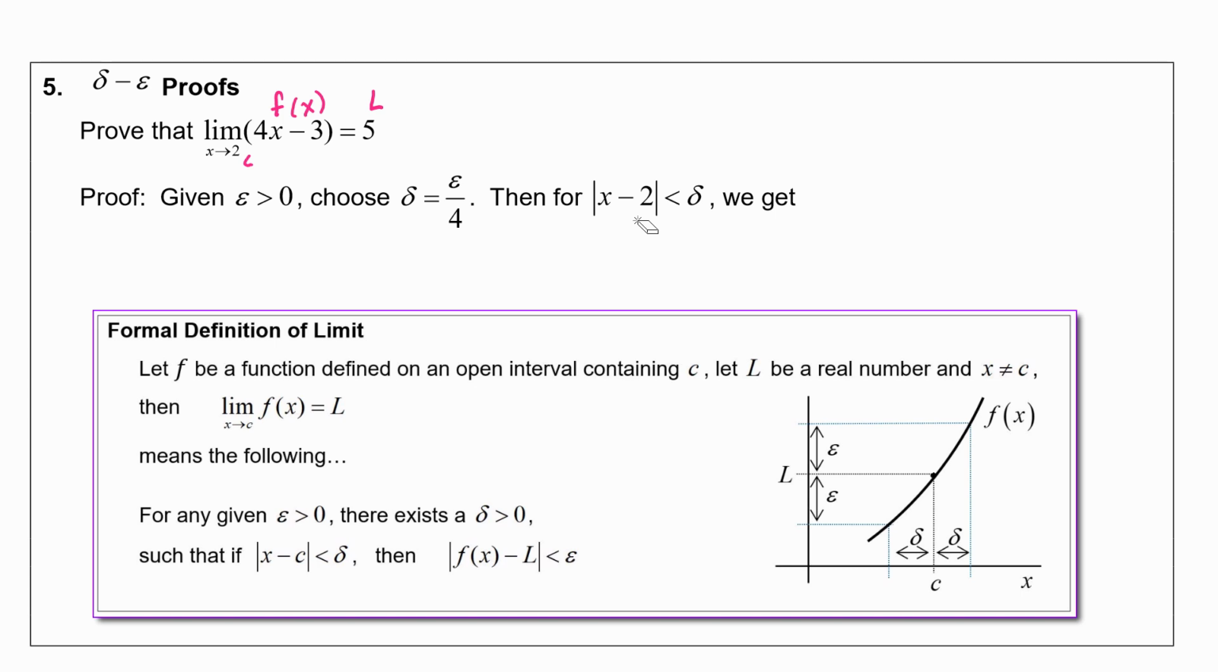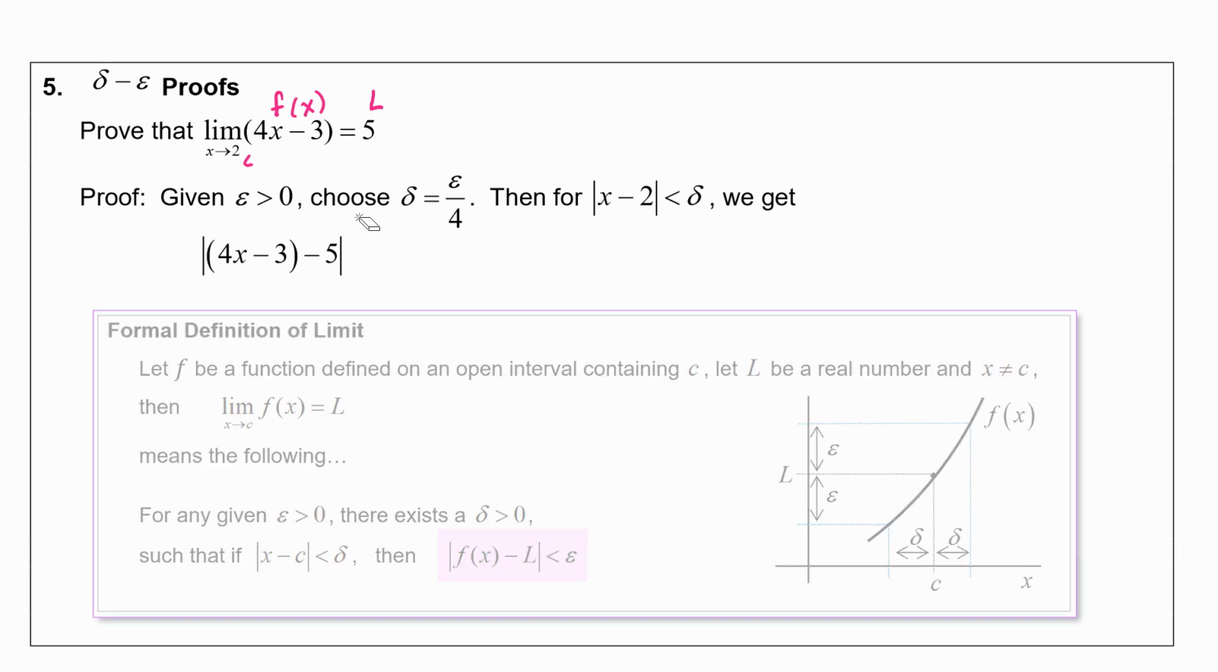Now referring back to the definition, we have to prove that the absolute value of f of x minus L works out to be less than epsilon. So in our case, the absolute value of f of x minus L is going to be the absolute value of the quantity 4x minus 3 minus 5. Now what we have to do is some simplifying and substitutions, and ultimately we have to show that that works out to be less than epsilon.